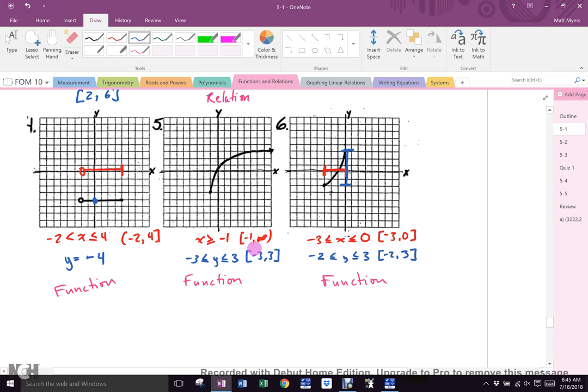Everybody good? Okay. Any questions from 4, 5, and 6? Going once. Going twice. Third and final. Okay, on your quiz day, there's going to be domain and range questions. Everybody's going to get 100% on them, aren't they? Yeah, because I am asking you right now if you have any more questions. All right, let's move on to the next 6.